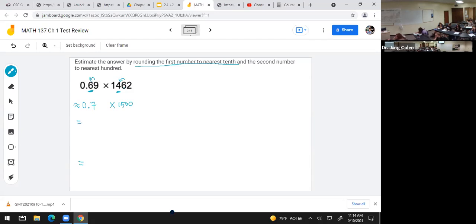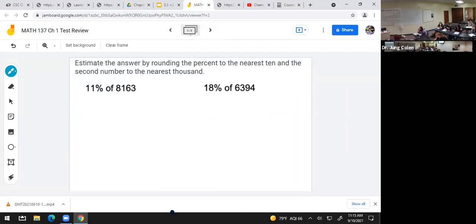Now you can multiply those two together. Now I can put an equal sign because I'm going to multiply these two numbers. What is 0.7 times 1500? 1500 times 7: 5 times 7 is 35, and so on, that's 10,500. But it's 0.7, so we need to drop a 0, because it was smaller. So 1050. Does it make sense?